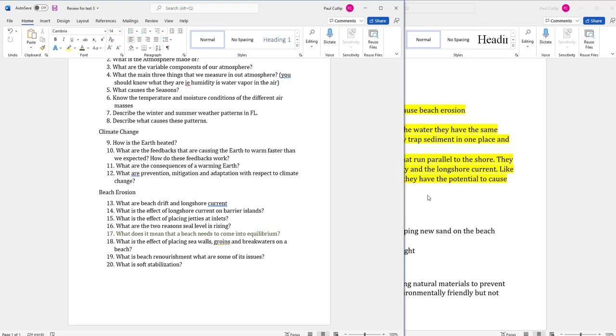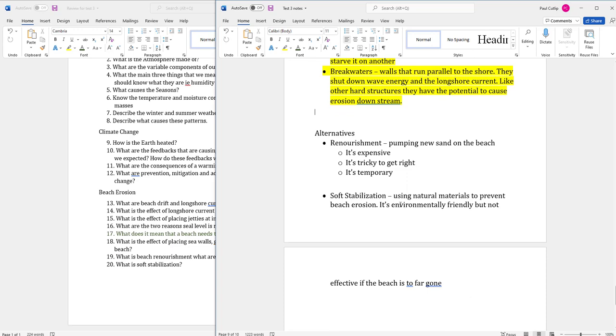Beach renourishment. What are some of its issues? So here we go. It's sometimes called just nourishment too, so if you see someone talking about beach nourishment, it's the same thing. It's pumping new sand on the beach, right? If the problem is there's not enough sand, let's add some sand. Problems: it's expensive, at least $1 million a mile.